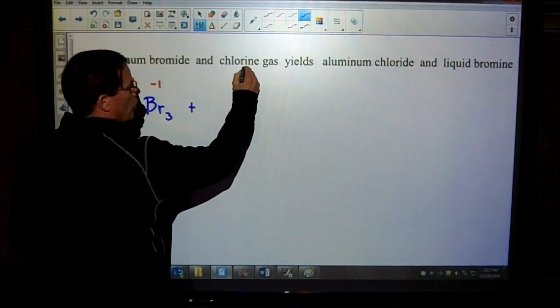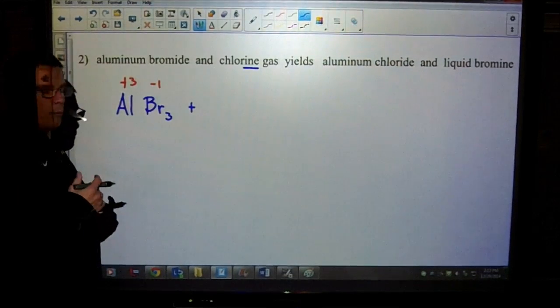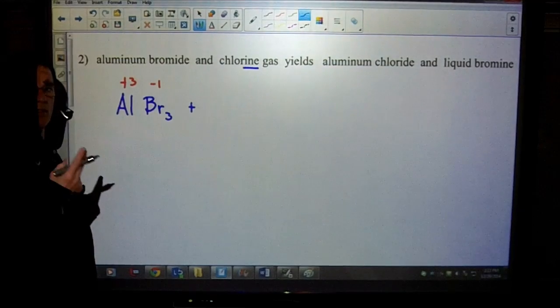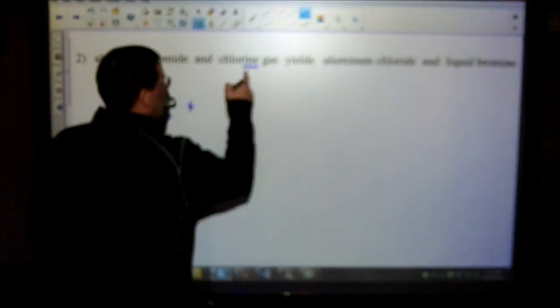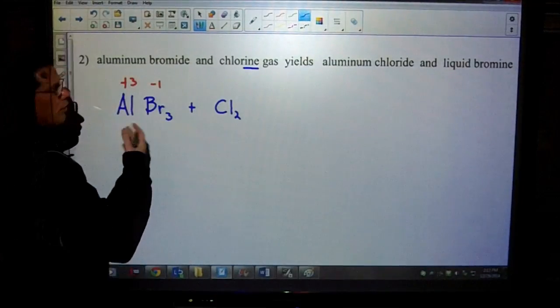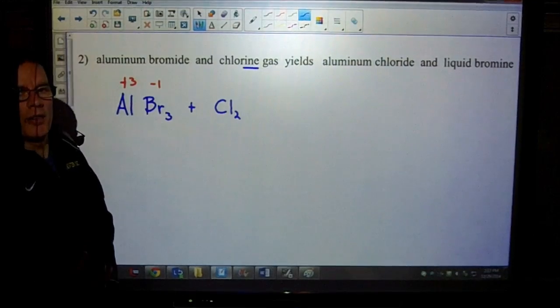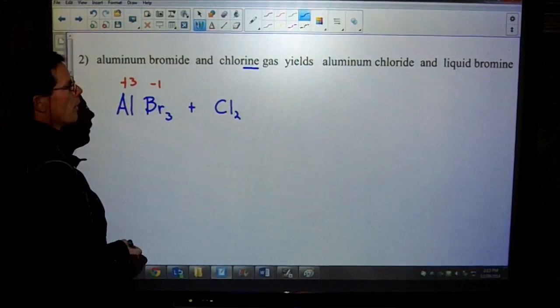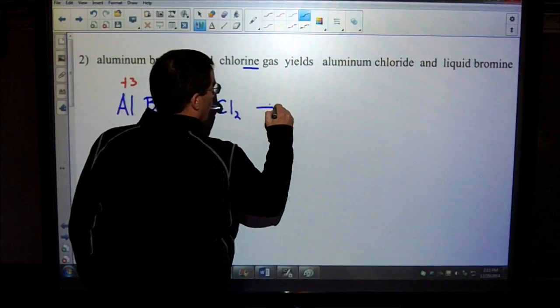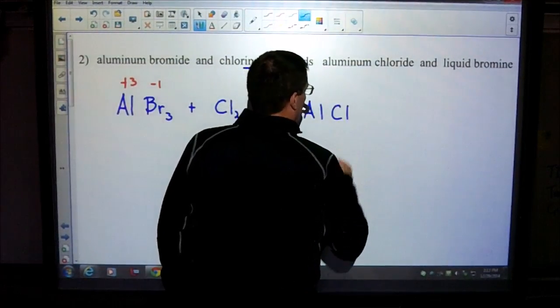Chlorine gas, so again, since that ends in ine, if it ends in ine or gen, then that means it's diatomic when it's by itself. So Cl2, and don't worry about the gas component on there, or if it says metals or liquids or whatever, that's just a distractor more than anything else. Yields is an arrow, and here we have aluminum chloride.